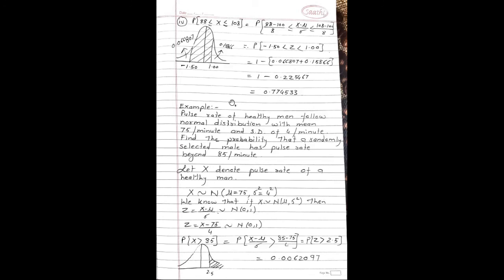Last part of the problem, probability 88 less than or equal to x less than or equal to 108 is equal to probability 88 minus 100 upon 8 less than or equal to x minus mu upon sigma less than or equal to 108 minus 100 upon 8, which can be considered as probability minus 1.50 less than z less than 1.00. For 1.5 in the 0 column, the probability is 0.066807, and for 1.0 in the 0 column, the probability is 0.15866. Both the probabilities are tail parts which we don't want. We want the middle portion.